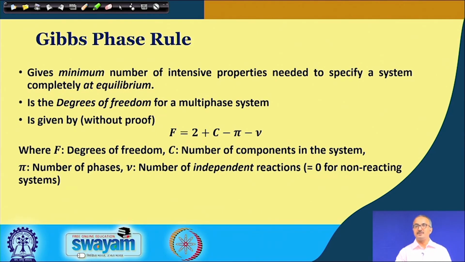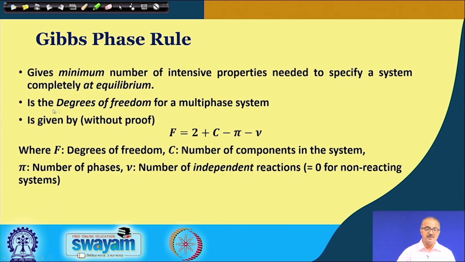Now, another important thing is the Gibbs phase rule. Without going into the derivation, we will give this Gibbs phase rule. First, we have to understand what it is. This Gibbs phase rule gives us the minimum number of intensive properties needed to specify a particular system at equilibrium. That means, for complete description of a system at equilibrium, the minimum number of intensive properties can be obtained from the Gibbs phase rule. So, if the system is not in equilibrium, then we cannot apply the Gibbs phase rule.